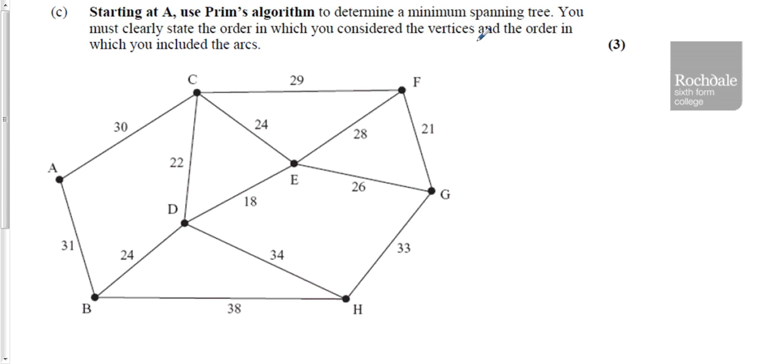There's a reminder in the question that we must clearly state the order in which we consider the vertices and the order in which we include the arcs. So down the side here, I'm going to make a list of the edges in the order that we add them to the tree. And unlike Kruskal's algorithm, Prim doesn't involve any rejections. If you remember Kruskal's algorithm, we start by listing the edges in ascending order of size, and then we go through accepting or rejecting them.